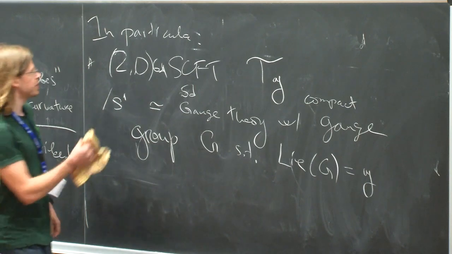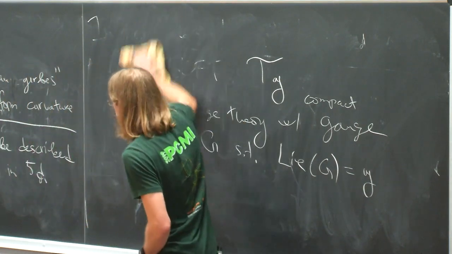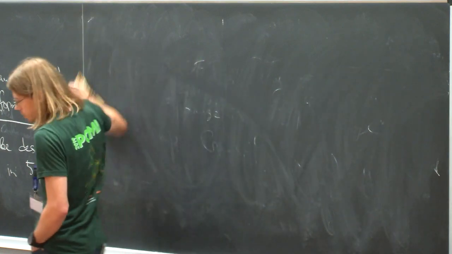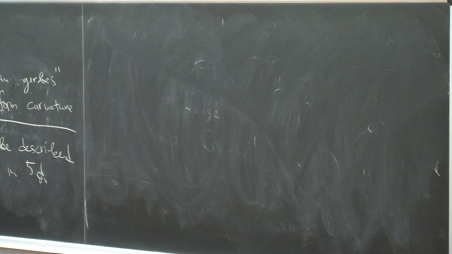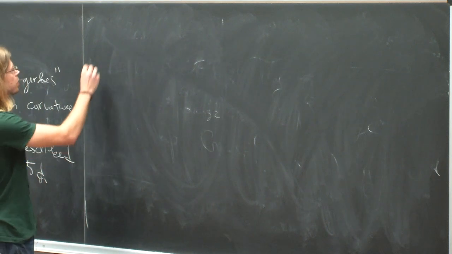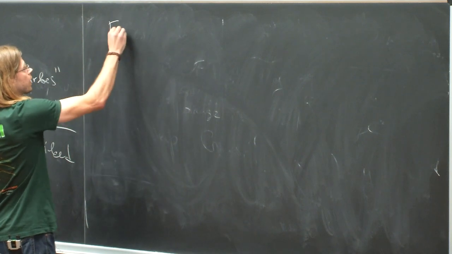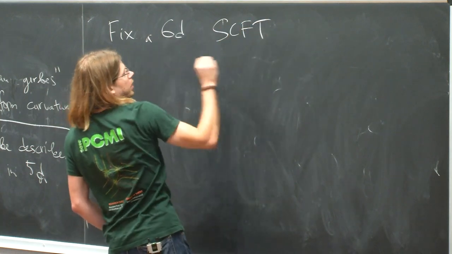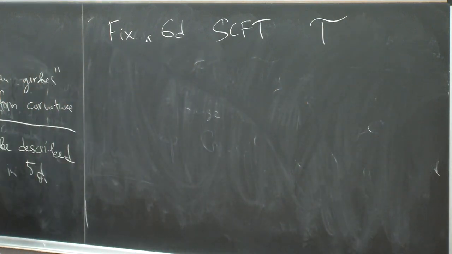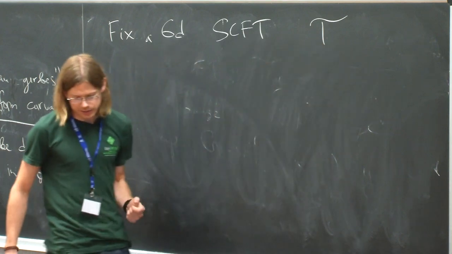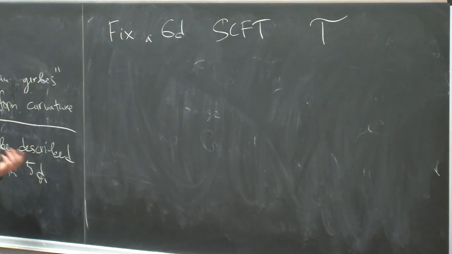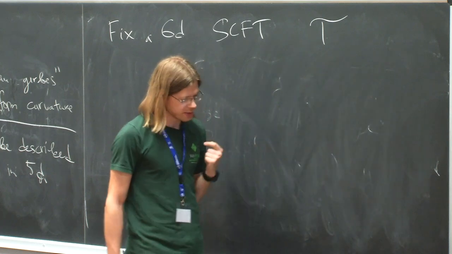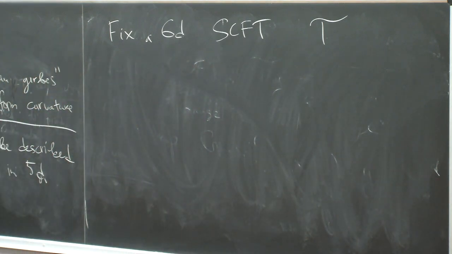So now let me give you some examples of how one can use this. But first, before coming to examples, let me mention the general idea of how we can use those guys to produce invariants of manifolds. Let me fix a 6D SCFT T. You can imagine fixing one of these by the data which I listed before. Either for the (2,0) case, you choose a simply laced Lie algebra, or for the more general (1,0) case, you choose a singularity in an elliptically fibered Calabi-Yau threefold.